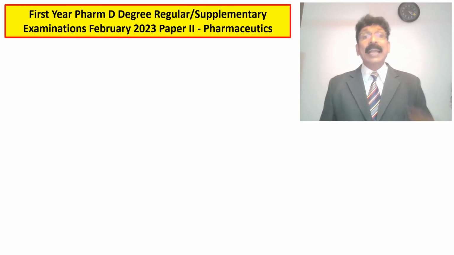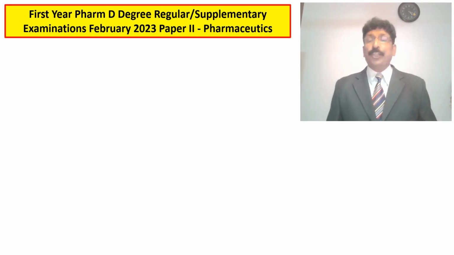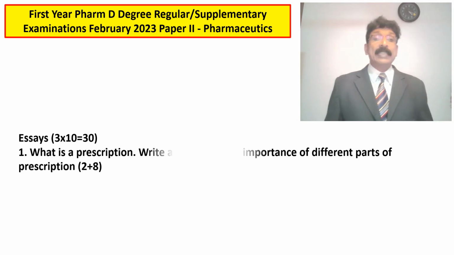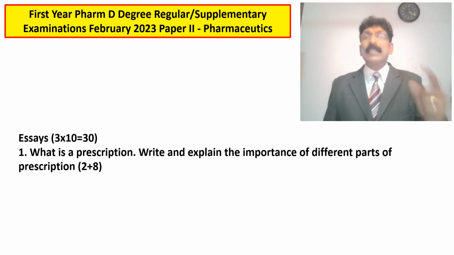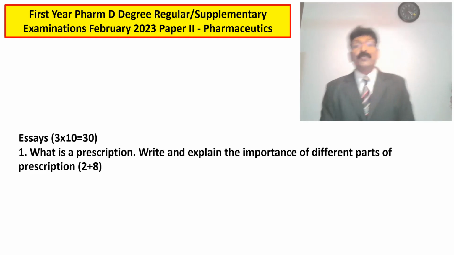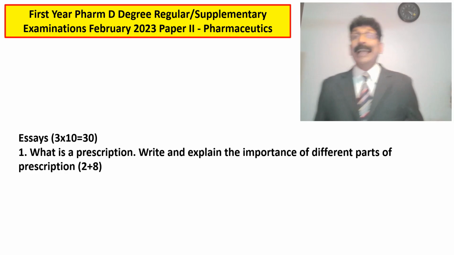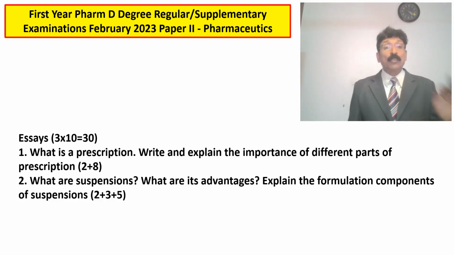And the next question paper, first year PharmD degree regular and supplementary examination, February 2023. Paper number 2, Pharmaceutics, they have asked 3 essay questions in this question paper. What is a prescription? Write and explain the importance of different parts of prescription. They have divided the 10-mark question, 2 marks for the definition and 8 for the various parts and their explanation. And next question, what are suspensions?